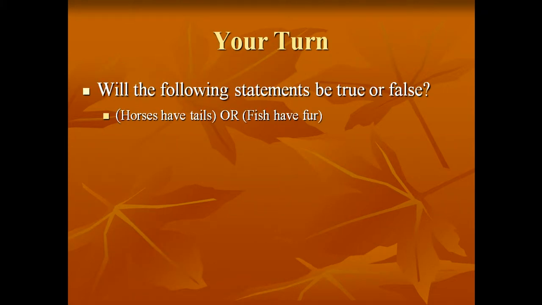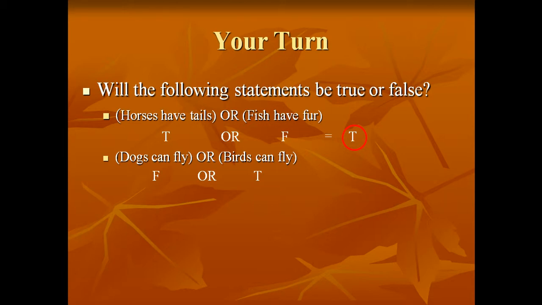So when we look at a statement and we use or, we mean that one of them has to be true in order for the whole thing to be true. So horses have tails, that's a true statement. Fish, however, do not have fur. But together, because I'm using the or statement, I only need one of them to be true to make the whole thing true. Okay? I could also use a statement like dogs can fly or birds can fly. This time, dogs can fly is false, and birds can fly is true. Now with an or statement, false or true, because one of them is true, that again is going to make the whole thing equal to true.